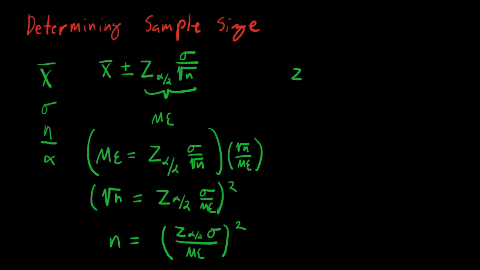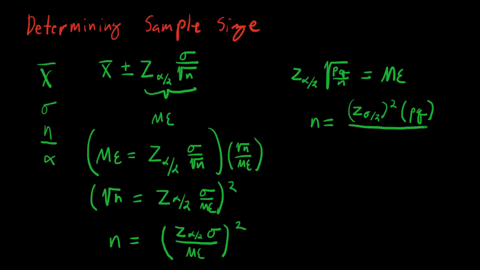So we have our z of alpha over 2 multiplied by the square root of p times q over n, which is equal to our margin of error. So if we rearrange all that to get n alone on one side, we get n is equal to z of alpha over 2, and that quantity is squared, multiplied by p and q, and then that whole quantity divided by our margin of error squared. And that'll give us the sample size necessary for a specified margin of error for our proportion values.